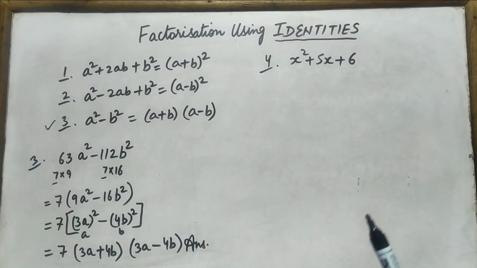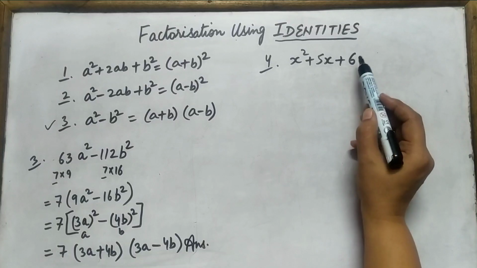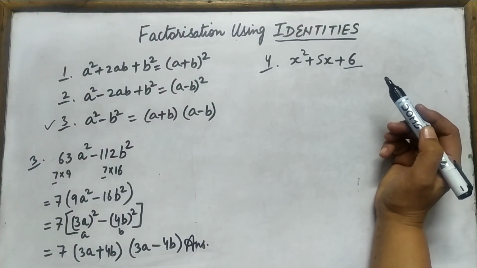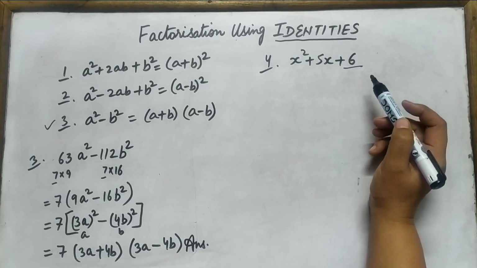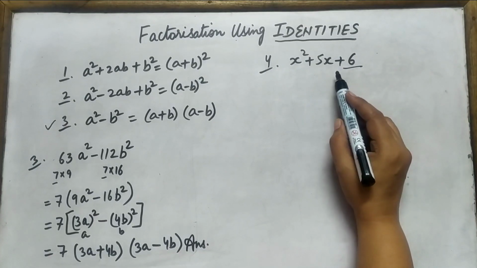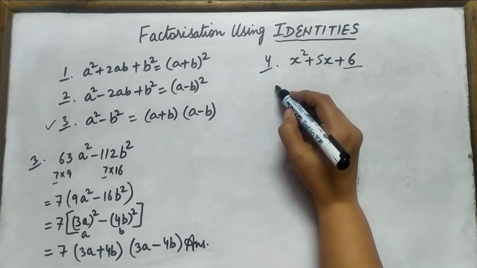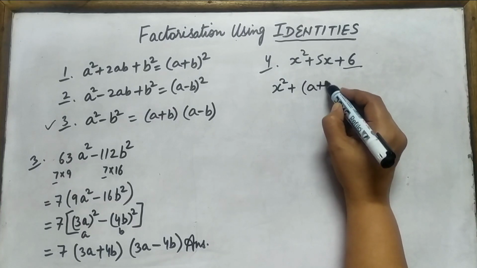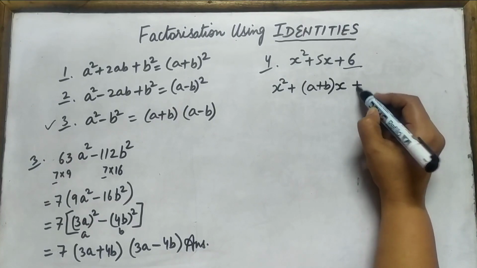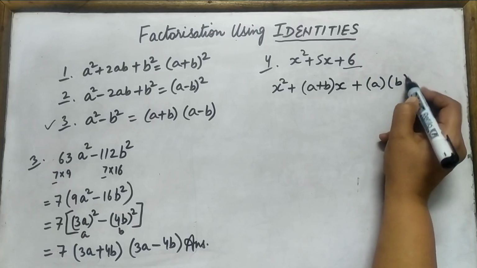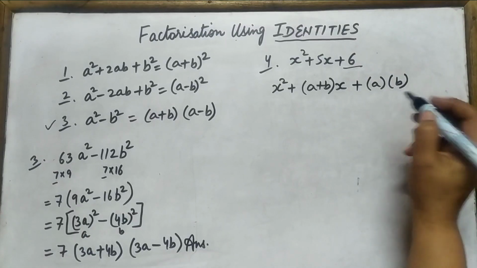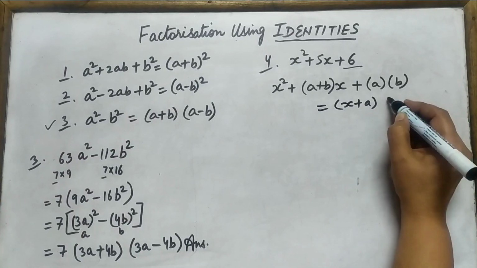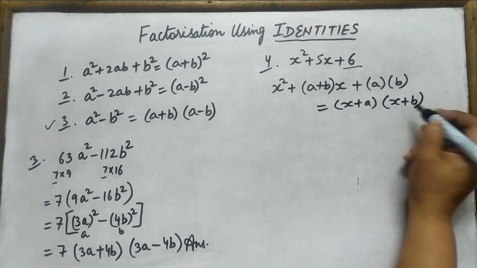Sometimes we have a type of question where an x square is there but no b square is there. So friends, it is another type of factorization, and the identity for this type of sums will be x square plus (a plus b) x plus ab, which is equal to (x plus a) into (x plus b).